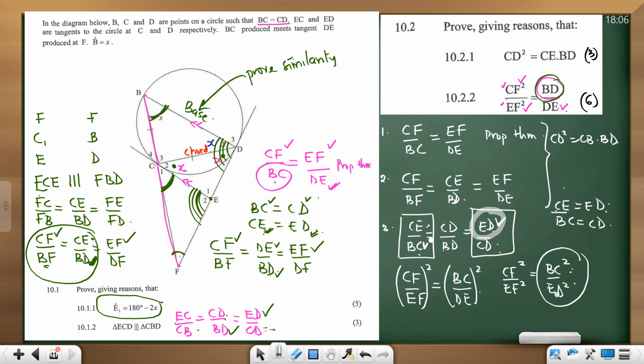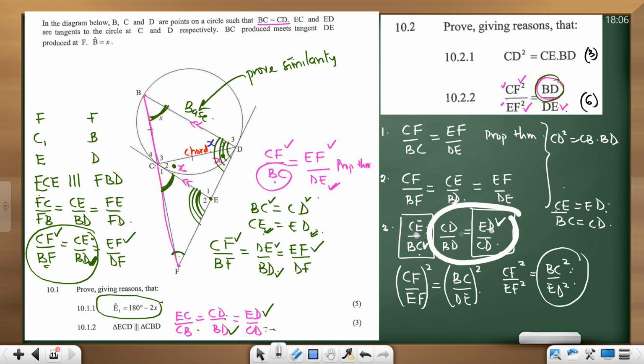ED, BC. Are they equal? No. CE. CE is the same as ED. Yes, anybody?